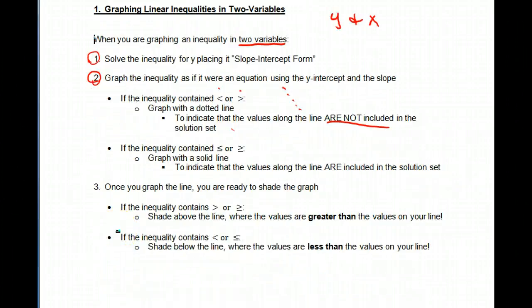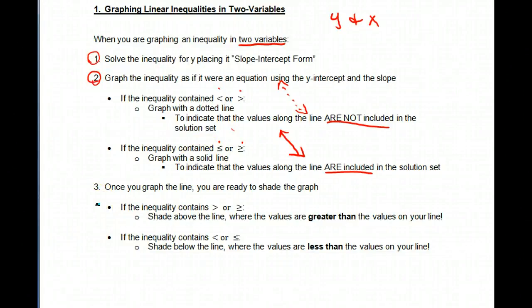If your inequality contained a less than or equal to or a greater than or equal to, then we graph with a solid line, and you would want to put arrowheads on the dashed line too, by the way. Using the solid line indicates that the values that lie on that line are included in the solution set. So that includes that equal to portion that accompanies the less than or equal to or the greater than or equal to.